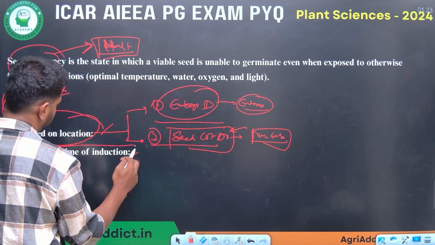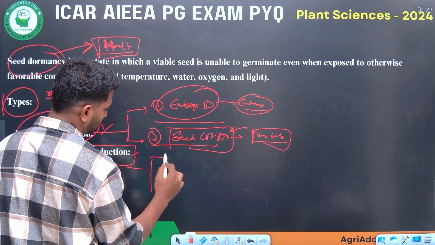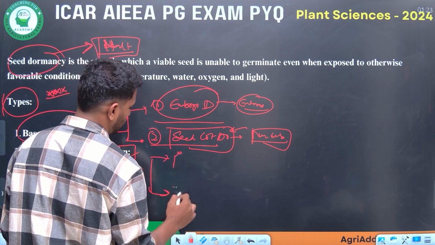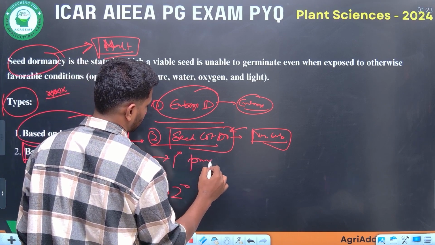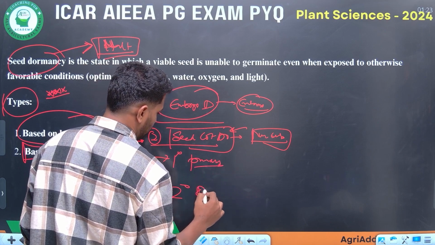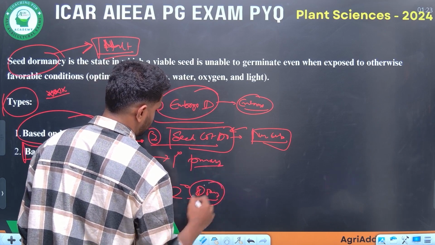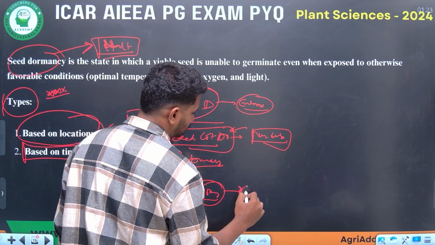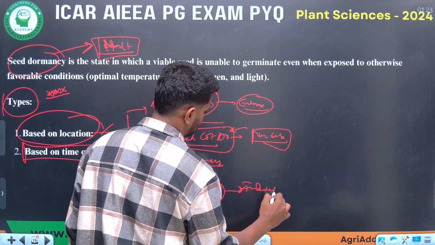But what about based on time of induction? Based on time, it can be divided into primary and secondary. Okay, so the primary dormancy and secondary dormancy. And secondary dormancy is also called induced dormancy.